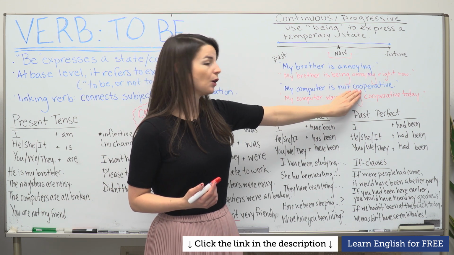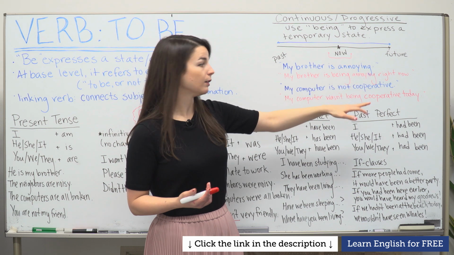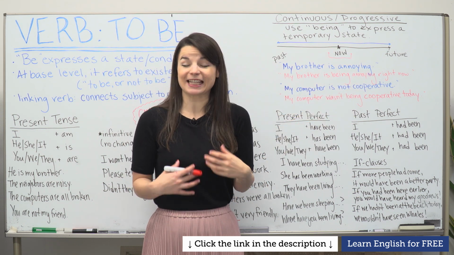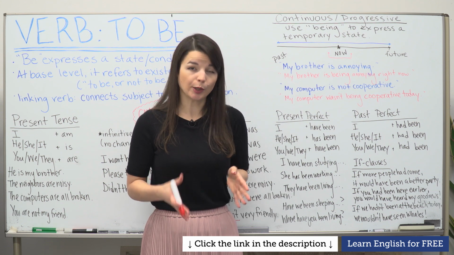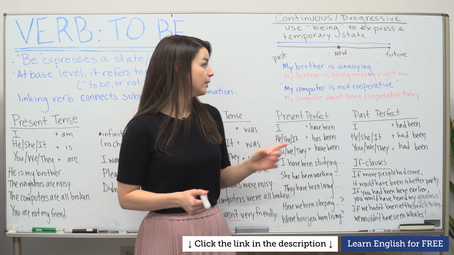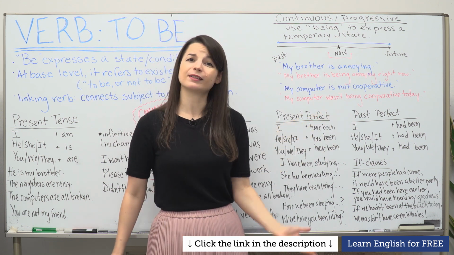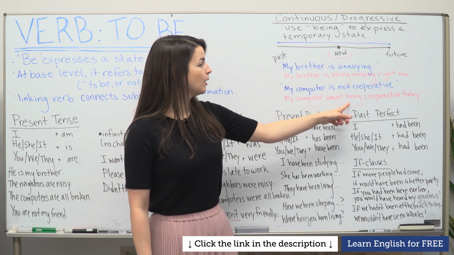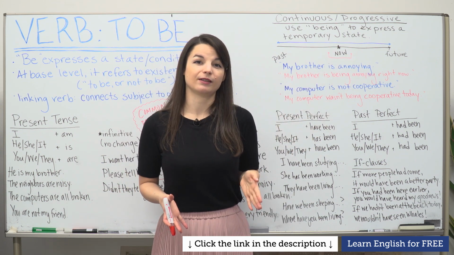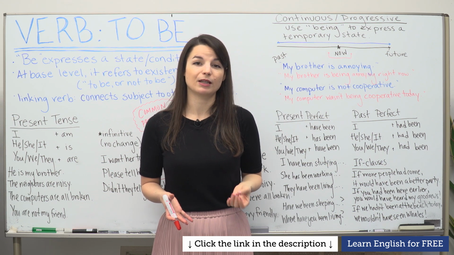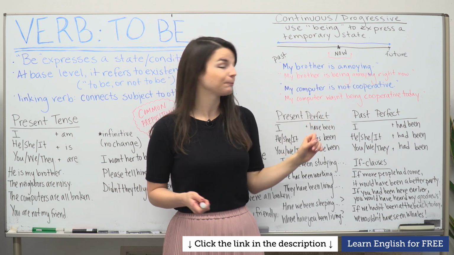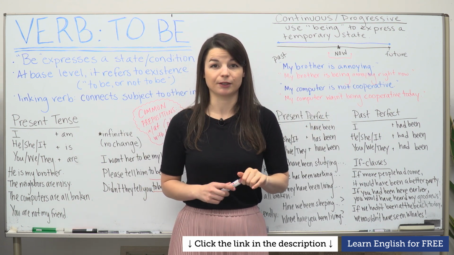My computer wasn't cooperative today is okay as well, but we can use being. It kind of emphasizes the existence. It emphasizes that temporary condition here. So this sounds really nice. My computer wasn't being cooperative today. Try to use this if you like. So again, we use this for a temporary situation. Keep that in mind. Being before your adjective in this case. So that's one point I wanted to mention.